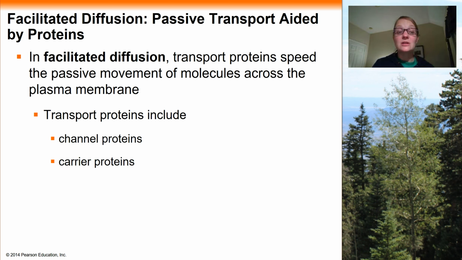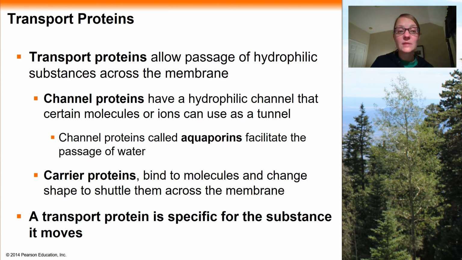And the cell is going to actually end up using transport proteins to help get these particular molecules or ions across the membrane down their concentration gradient. So let's take a look at the proteins that are involved in this process of facilitated diffusion. First of all, we have the channel proteins, and second, we have the carrier proteins. So these transport proteins, again, are going to allow the passage of any hydrophilic or polar substances across the membrane.